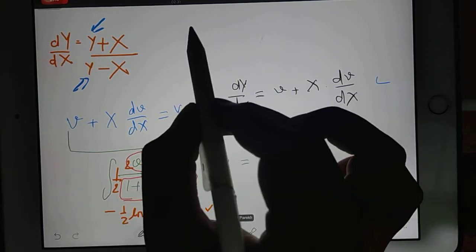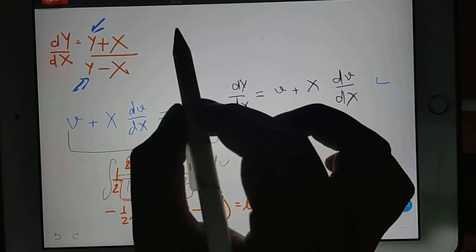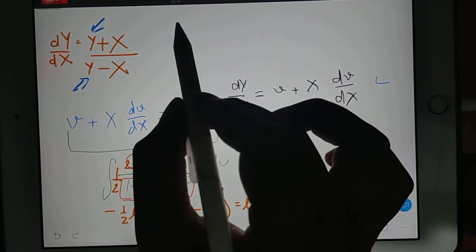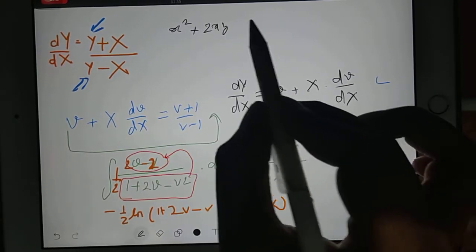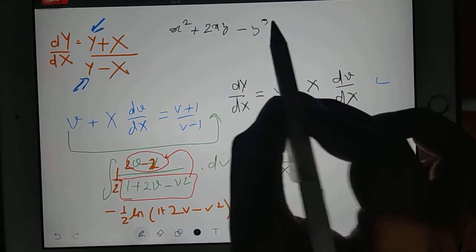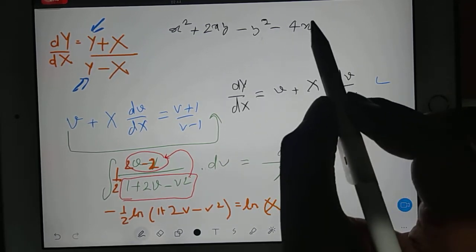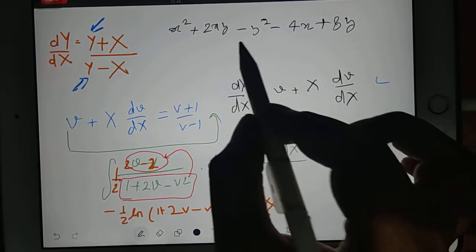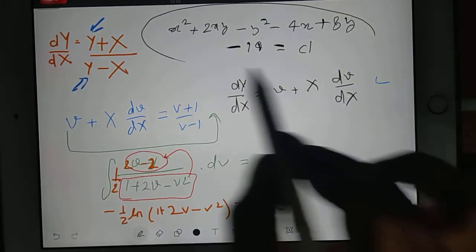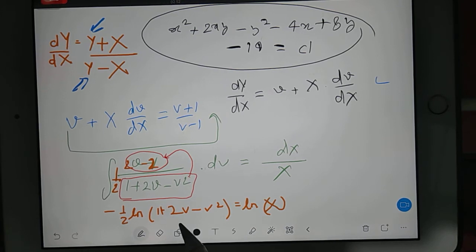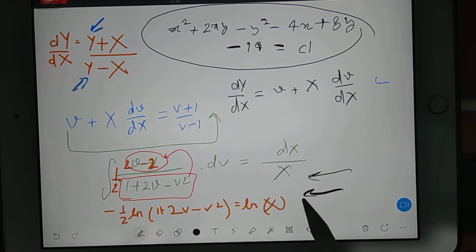So your final answer will look like the final answer I'm giving, not in capital H or something. Final answer is small x square plus 2xy, small everything, minus y square minus 4x plus 8y minus 14 is equal to C dash. Okay, that's all. Integration part you should do from here by yourself.